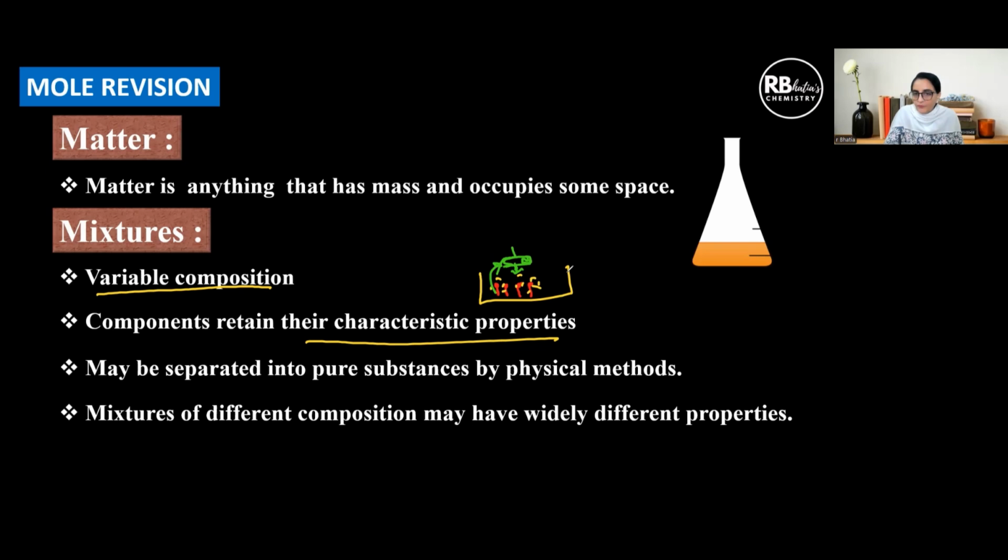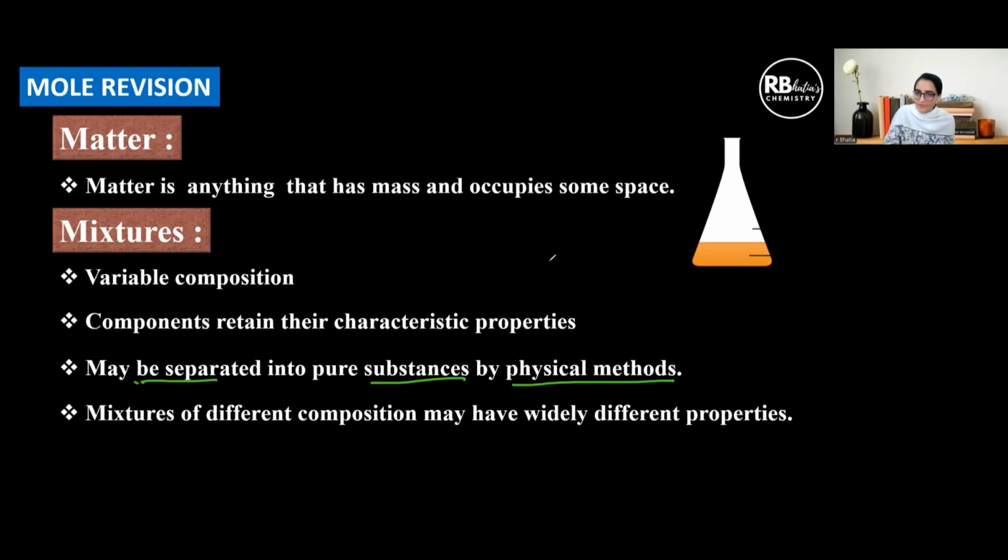That means even after forming this mixture, iron has not lost its magnetic properties. Hence, mixtures retain the characteristic properties of their components. Clear? These may be separated into pure substances by physical methods. The same example: supposing you have iron and sulfur, bring a magnet to the surface, iron will get attracted towards the magnet, and we can separate iron, leaving behind sulfur.